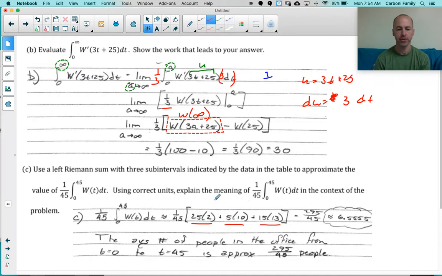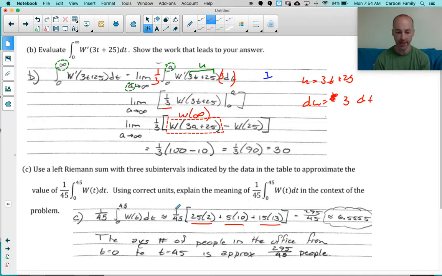So do make sure that when you're doing Riemann sums, and this applies to trapezoids as well, do not skip steps. Don't write 50 instead of 5 times 10. They want to see the 5 times 10. You will lose points if you don't write 5 times 10. Same thing with 25 times 2. You know that's 50, but you need to write 25 times 2 to get your points.